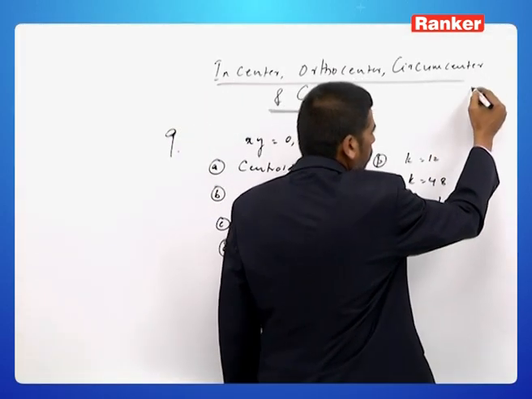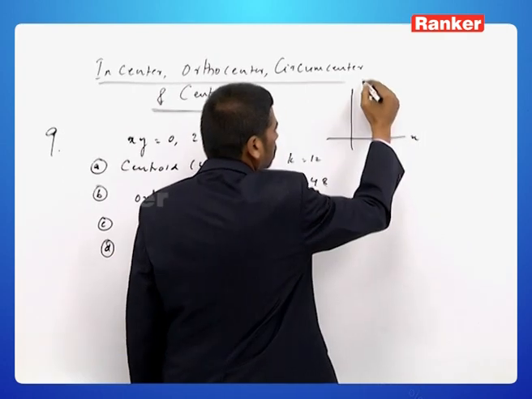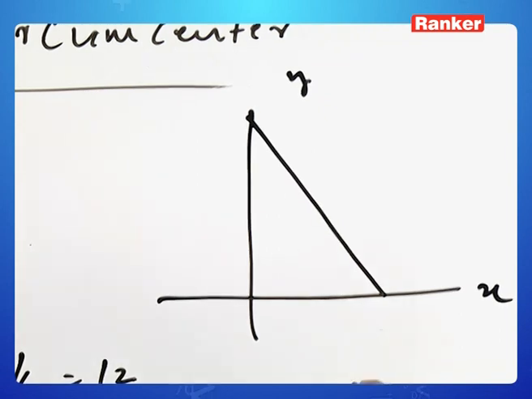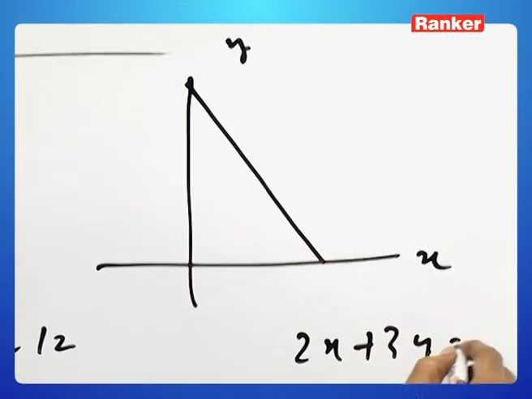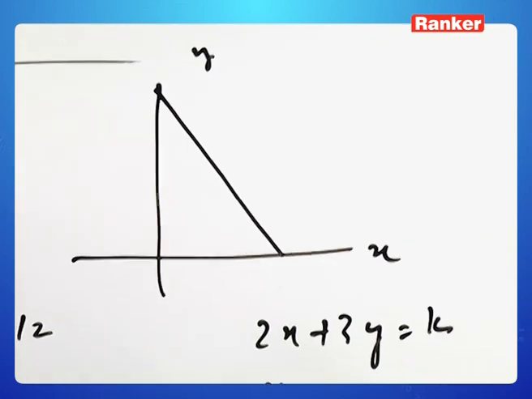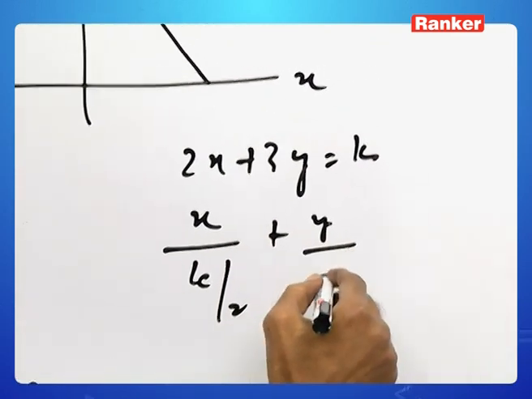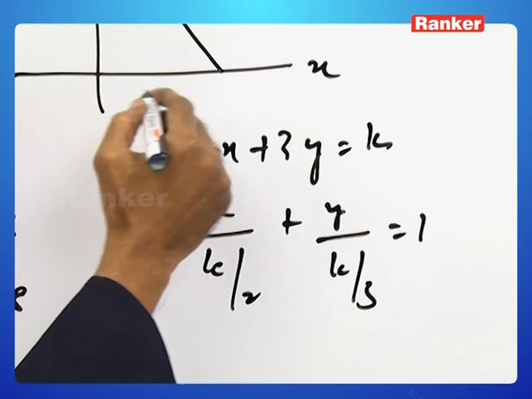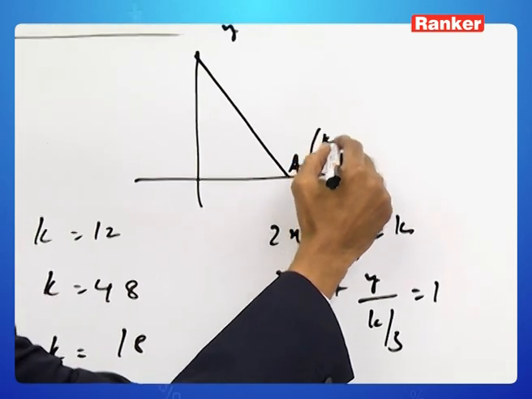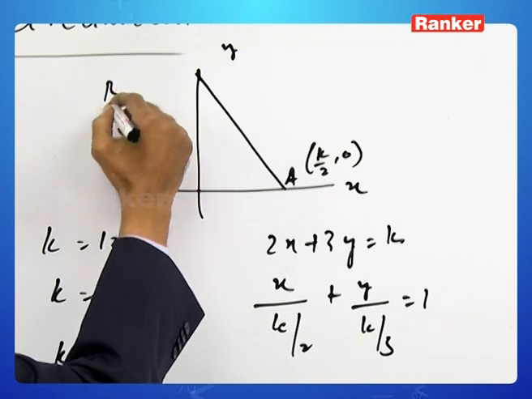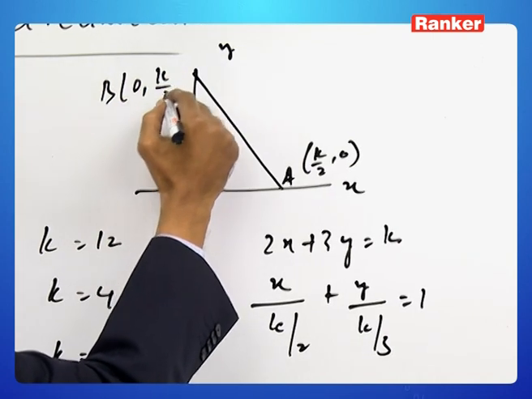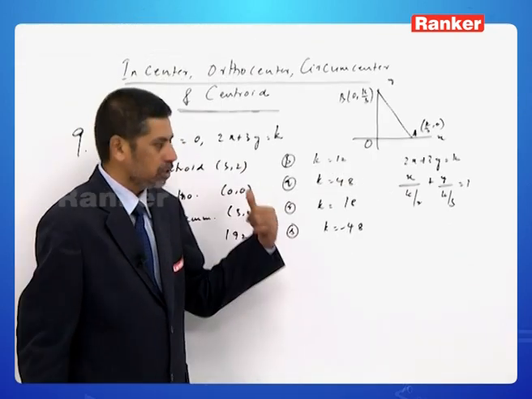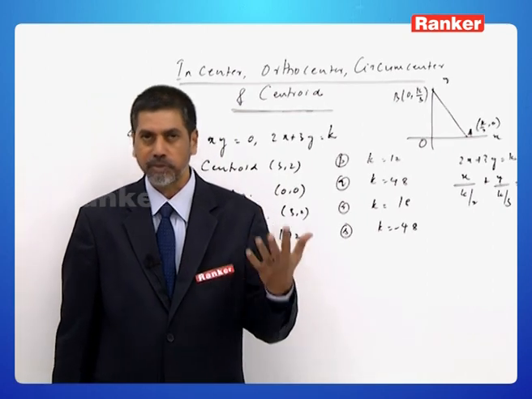So if you draw a figure, and if you convert 2x plus 3y is equal to k, will give us x by (k by 2), y by (k by 3) is equal to 1. So that means if this is the point A, this is (k by 2, 0). If this is a point B, this is (0, k by 3) and origin, right? Now let's get into each question on the left and see where it maps on to the right.